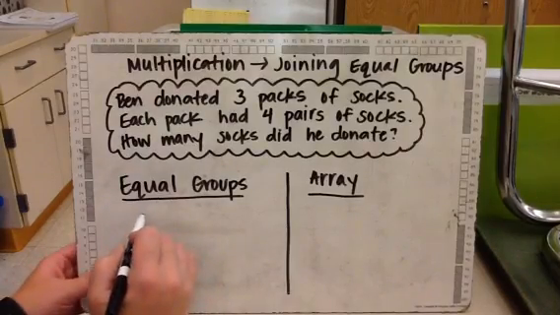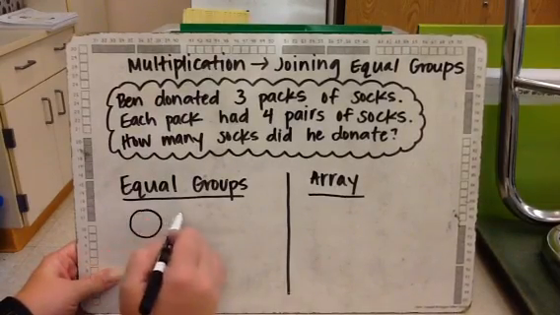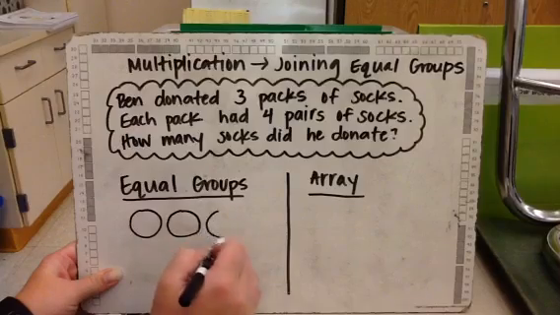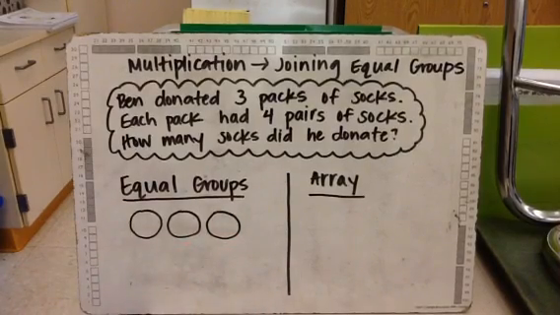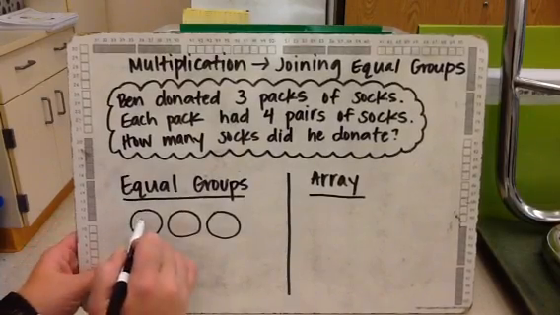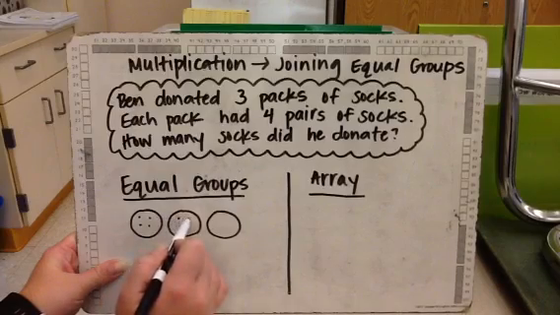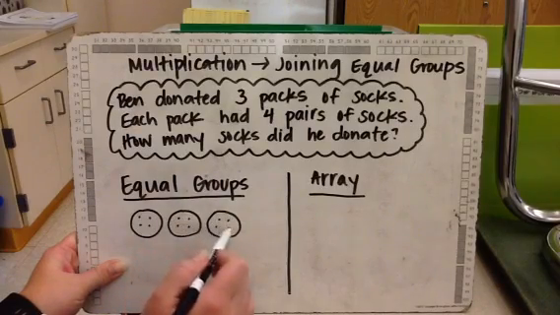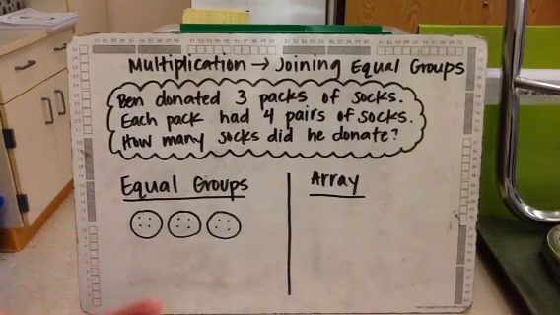So I'm going to go ahead and start drawing my situation here. Here's a package, and a package. 3 packages there. But there's more to those packages. Each package has 4 pairs of socks in it. So I'm going to draw 4 pairs of socks inside each one. And I'm looking for how many total socks there are. And this is my clue of seeing, oh wow, I see 4, 4, and 4. I see the same number being added together. That's my clue that it's multiplication.